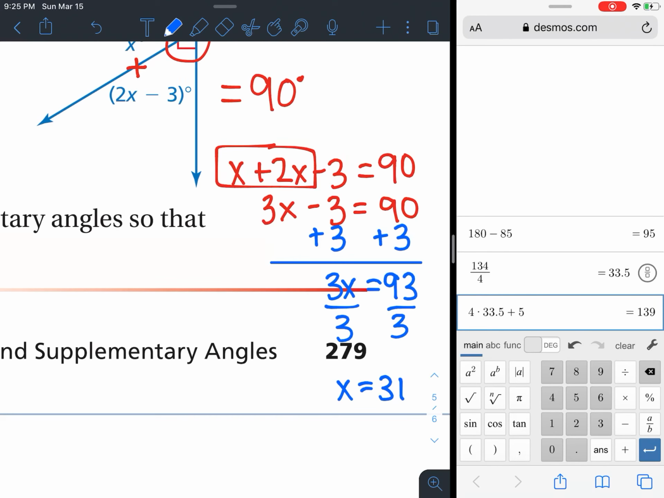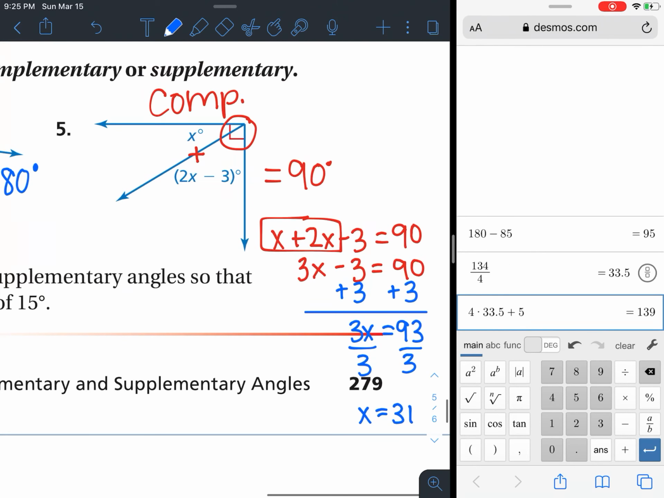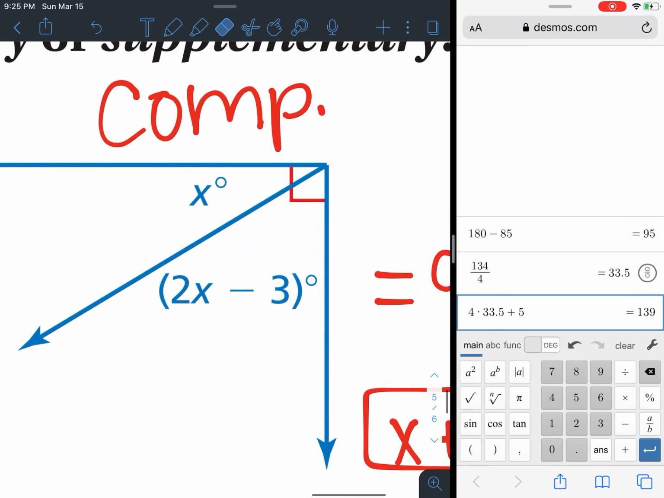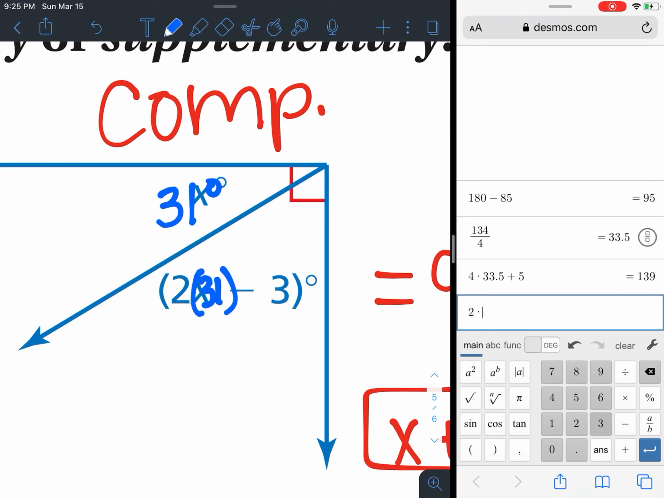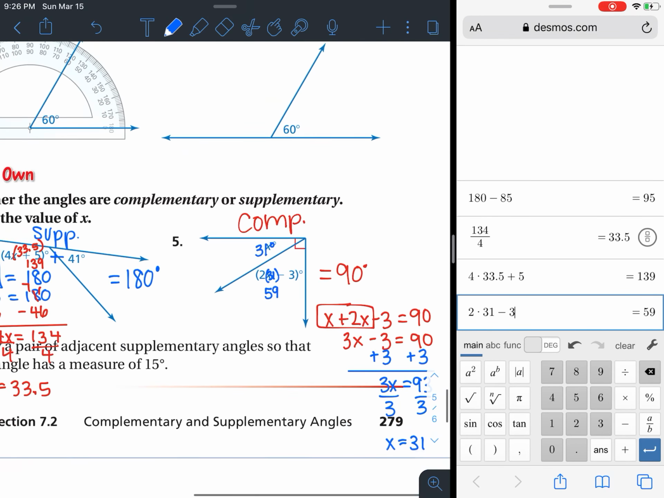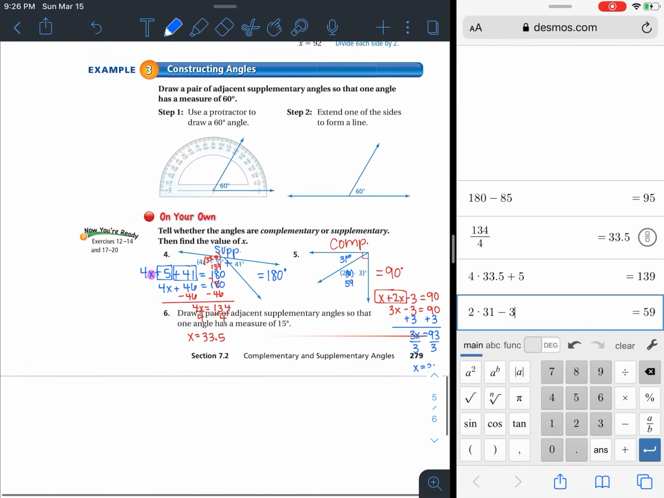Again, it didn't tell us to find the angle measures, but we're going to go ahead and plug these in and find the two angle measures. We now know x is 31. So that means this angle is just 31. This one would be 2 times 31 minus 3, which is 59. That's it.